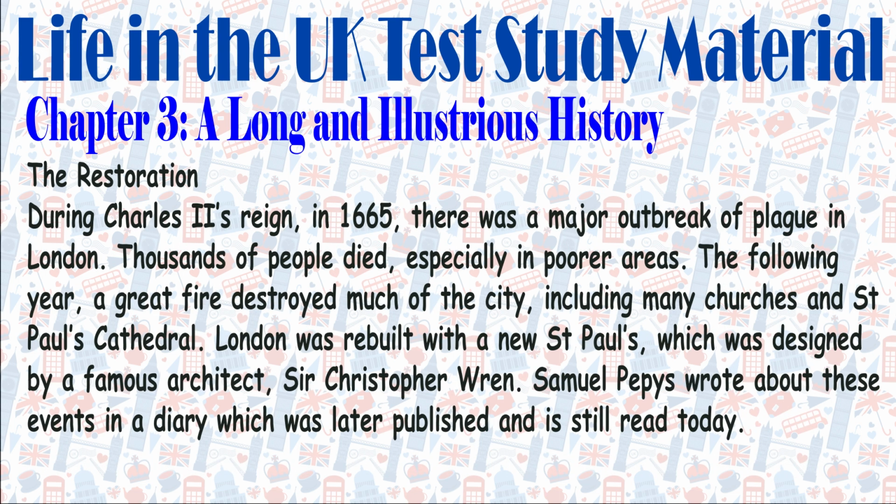During Charles II's reign, in 1665, there was a major outbreak of plague in London. Thousands of people died, especially in poorer areas. The following year, a great fire destroyed much of the city, including many churches and St.